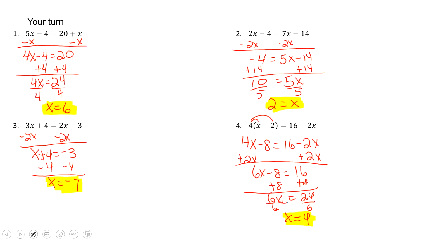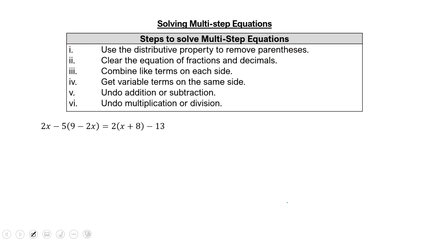So that was just a precursor to what we're going to start working on now. Now we're into the full-on multi-step, I can throw anything at you types of problems. These are the steps that you should remember on how to solve multi-step equations. You always want to use the distributive property first. It's always step 1. Very important step. I like to do it first. Just gets it out of the way.